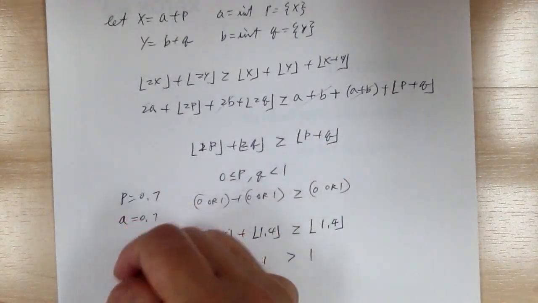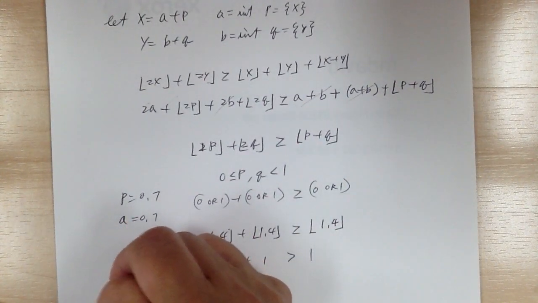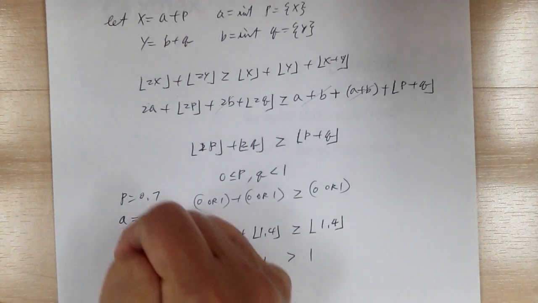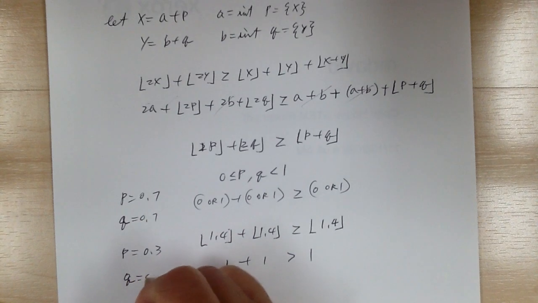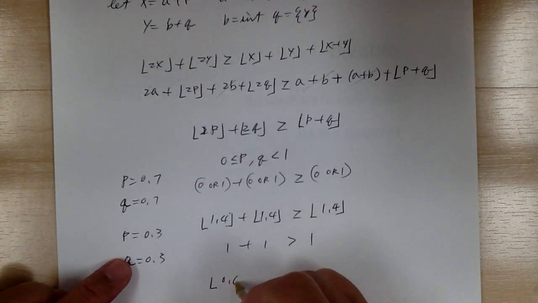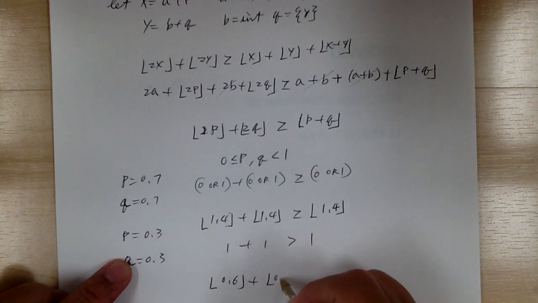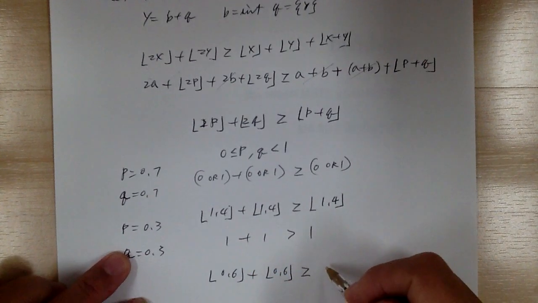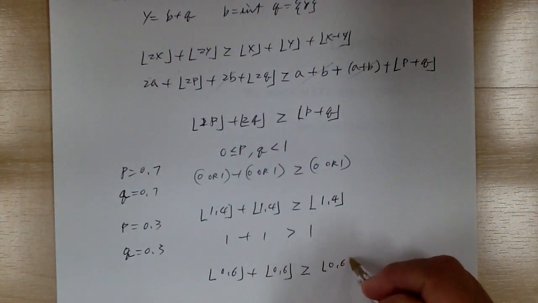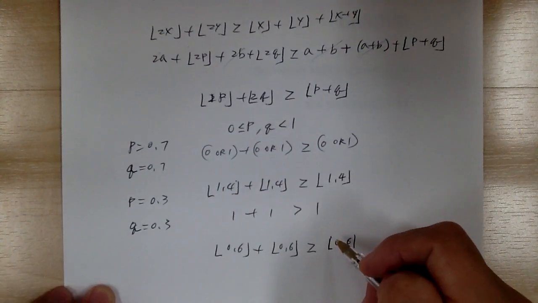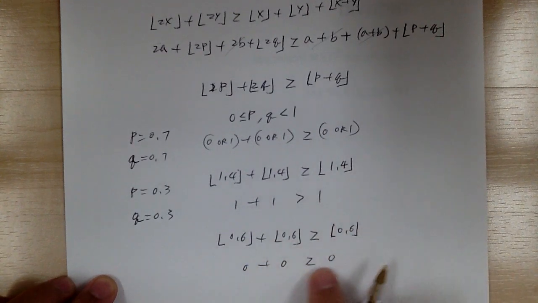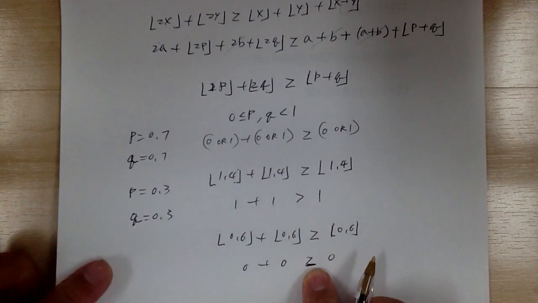Now, what happens when both are less than 0.5? What happens if you got p equal to 0.3, q equal to 0.3? Well, in this case, you're going to get 0.6 plus 0.6 is greater than or equal to 0.6. So you're going to get 0 plus 0 is greater than or equal to 0, again, which is always true, right? It's always true.